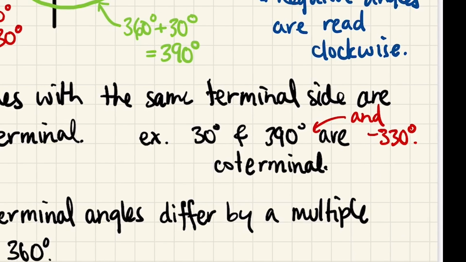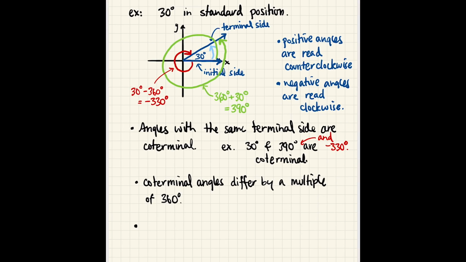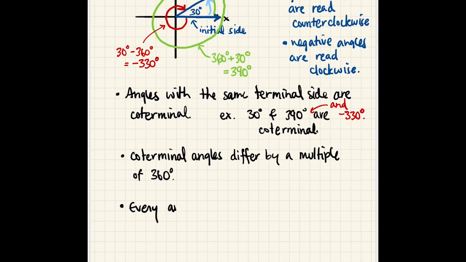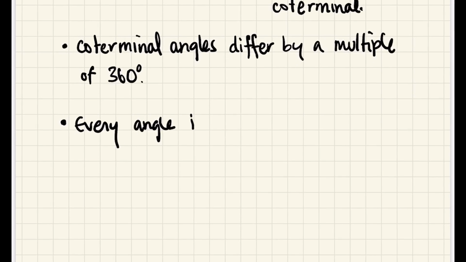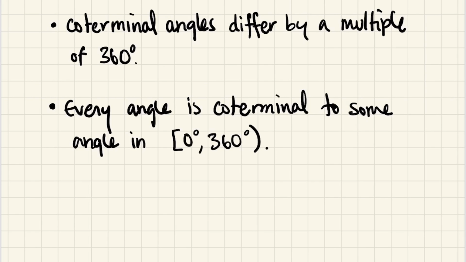Okay. There are an infinite number of coterminal angles to any given angle. So every angle, in fact, is coterminal to some angle in the interval [0 degrees, 360 degrees). And we use a bracket for 0 because we're including the 0, but a parenthesis for 360 because we're not including that, since the angle 360 itself is coterminal to 0.